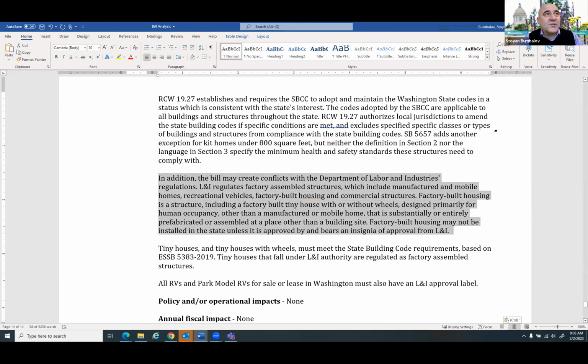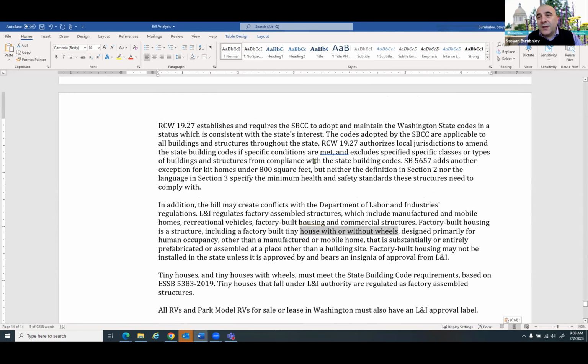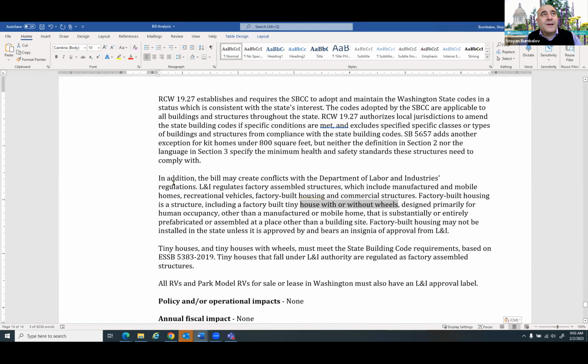Department of Labor and Industries, they have their regulations for factory built housing, factory assembled structures. You can see right here, factory built housing, tiny house with or without wheels. So again, I don't see direct issues for the council, but the bill as it's written may create some conflicts with Labor and Industries. Again, it's a very brief analysis because I didn't have enough time to go over the LNI rules and stuff, but this is what I saw yesterday.